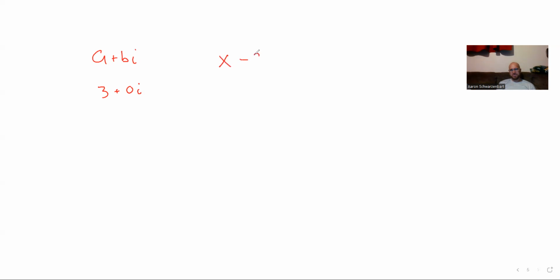So this one here has a root at 2i, because 2i makes the first factor 0. And it has one at negative 2i, because negative 2i makes the second one 0. And they always occur in conjugate pairs. So we're going to multiply this out and find out what the polynomial is.